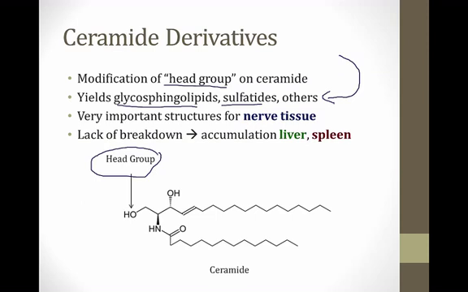These complex molecules are very important for nerve tissue, so as we will see, children born with lysosomal storage diseases often have central nervous system problems. In addition, when you cannot break down these large complex molecules, they often accumulate in the liver and spleen. And as we will see, hepatosplenomegaly is common to many of the lysosomal storage diseases.